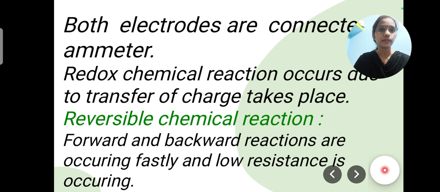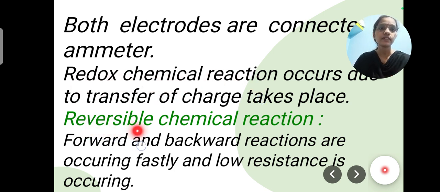In these amperometric sensors, redox chemical reactions occur due to the transfer of charge. A redox chemical reaction means a reaction that undergoes both oxidation and reduction. Oxidation means loss of electrons, and reduction means gain of electrons. Where both reduction and oxidation occur simultaneously in a reaction, it is called a redox chemical reaction.